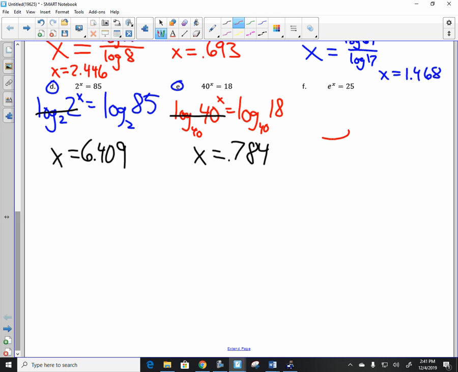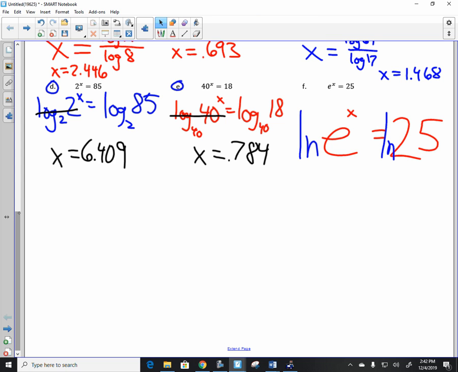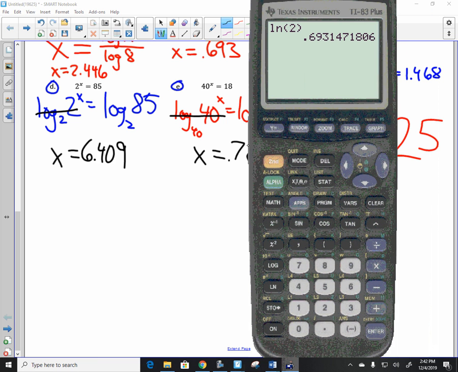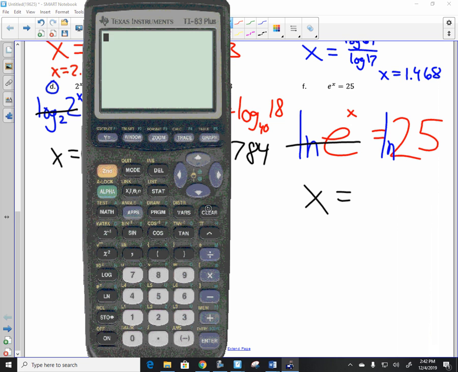Look at this one. I want to get rid of the e. How do I get rid of e? What do I do to both sides? I take the natural log of both sides. What remains on the left-hand side? X. And on the right-hand side, I don't have to use a change of base. I could just simply press natural log of 25. And I get 3.218.